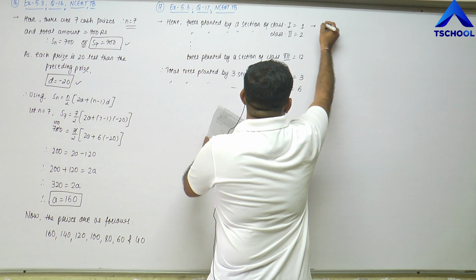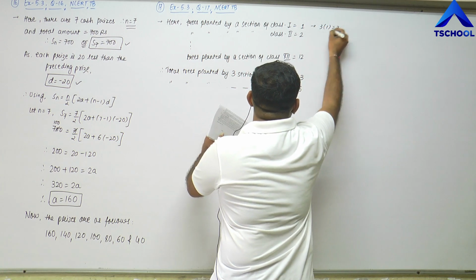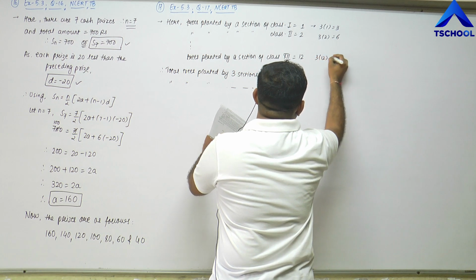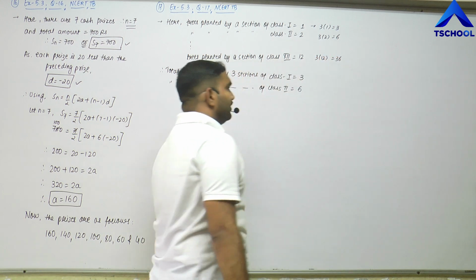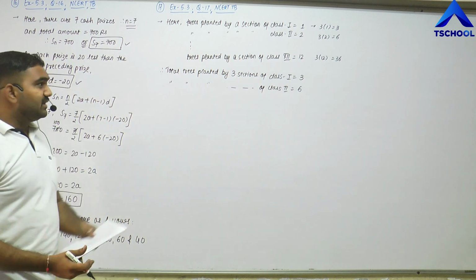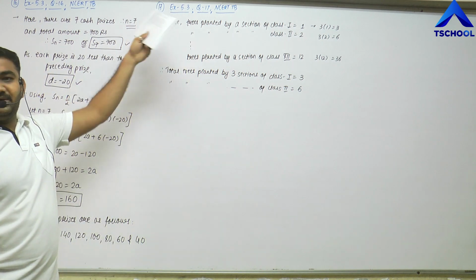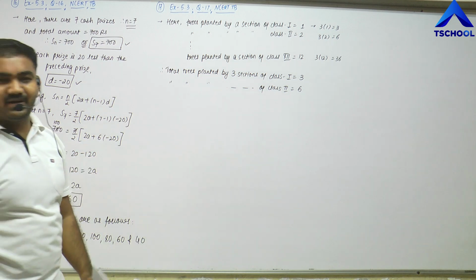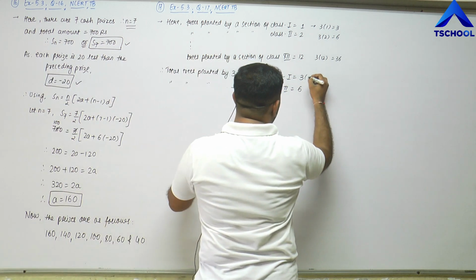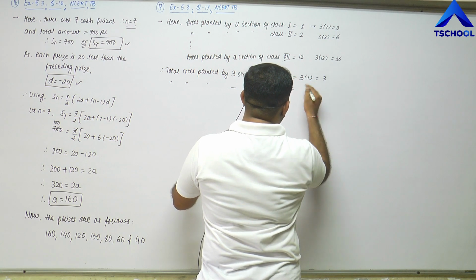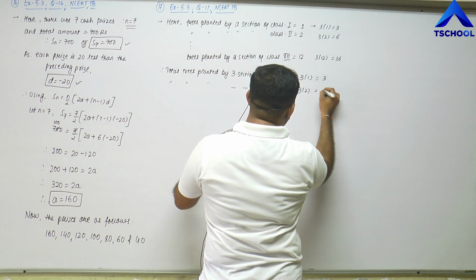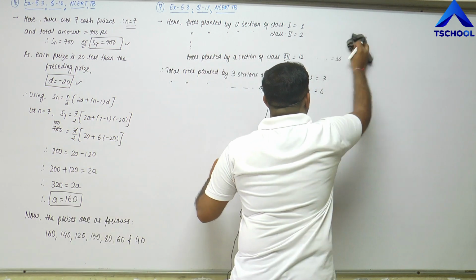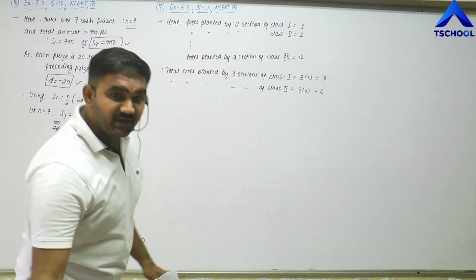Here if I multiply 3 by 1, that gives me 3. If I multiply 3 by 2, that gives me 6. If I multiply 3 by 12, that gives me 36, right? So this is how it goes. This is the trees planted by one section. Now we are going to find out the trees planted by 3 sections. So 3 into 1 is equal to 3. Now 3 into 2 is equal to 6. Let me write it like this so you can clearly understand.